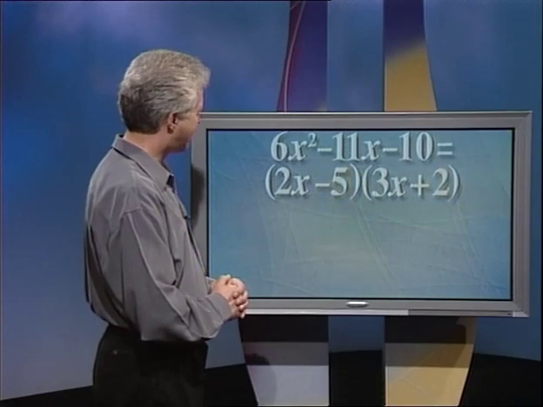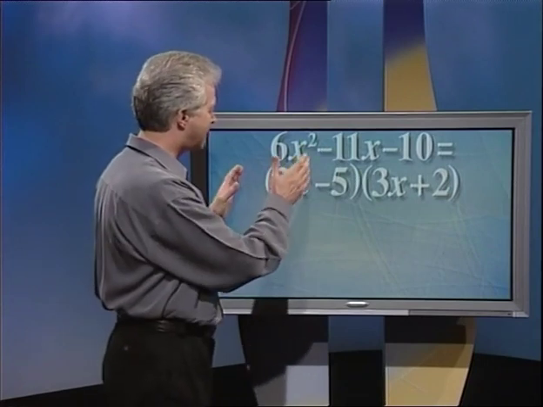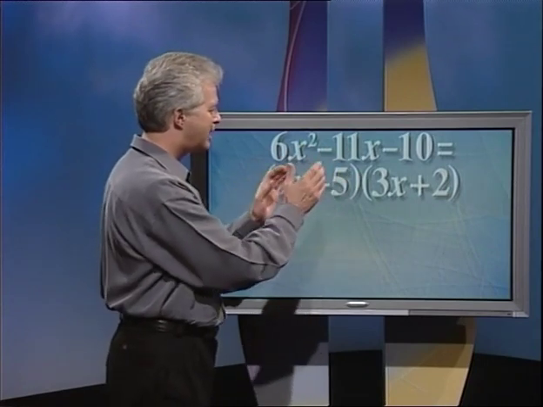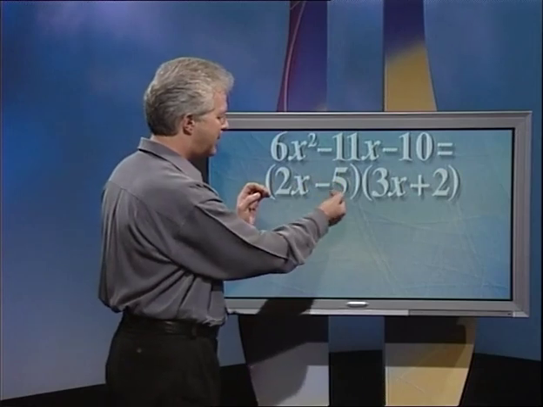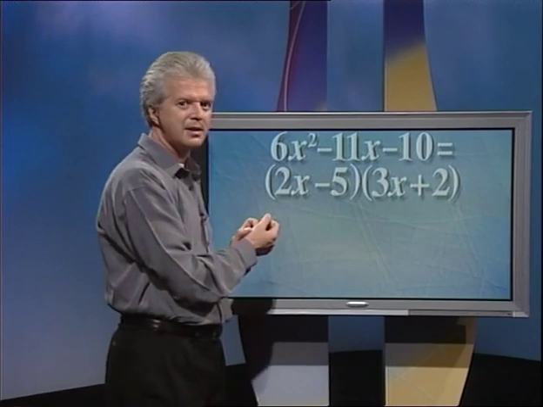And there we have it. 6x squared minus 11x minus 10 is equal to (2x minus 5) times (3x plus 2). The middle term being the minus 15x plus the 4x, giving minus 11x.